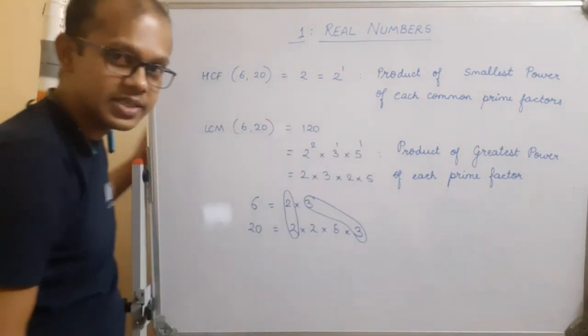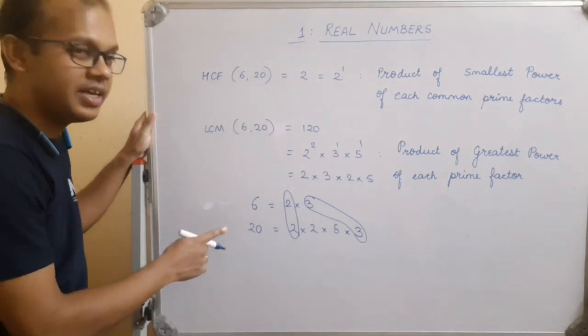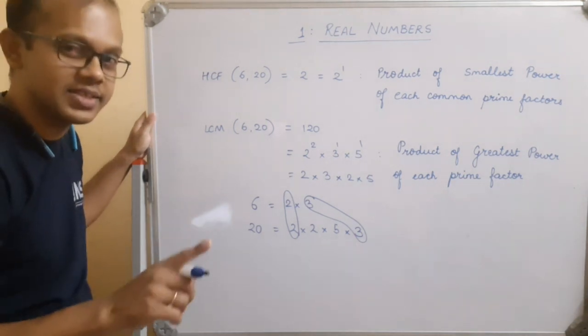So what we do is, if you remember your lower class methods, we take the common factors only once, and the reason is this.